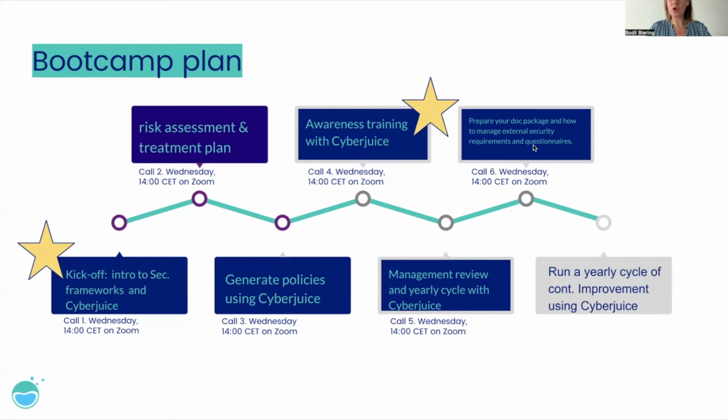And the 6th call is then, okay, so how do you manage external security requirements? What are some good strategies? If you're compliant, how can you use your documentation? How can you use your certification? And how do you actually proactively speak with external partners and customers once you've done all this work? So that's our 6 calls. And then after that, you just continue, of course, on your own, and we're here for support as needed.